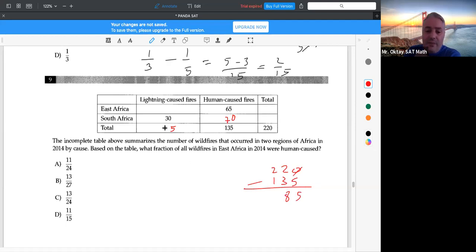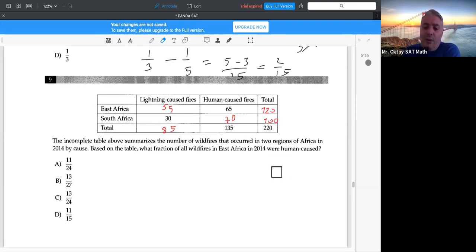Yeah, 85. If this is 85, to get the 85, what should it be? 50, 80, so 55. 55 and 30, 85. If this is 55, if this is 65, 55, 60, 120. If this is 120, this means this must be 100. Yes, 70 plus 30, 100. It's okay now. Table, we fill it. Now, what is the question?